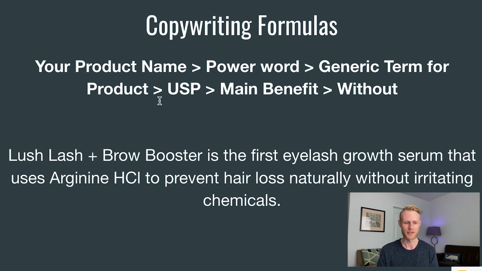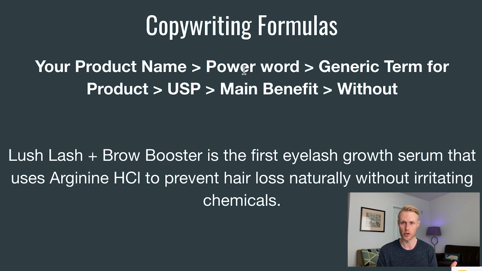So what you do is you take your product name, and this is a product name that I pulled from the Amazon listings, and then you use a power word. Now, power words are something we haven't discussed yet, but are extremely important in your copywriting. And what a power word does is it creates more of an emotional response of the reader, and it really helps punch up your copy and make it more enticing to the reader.